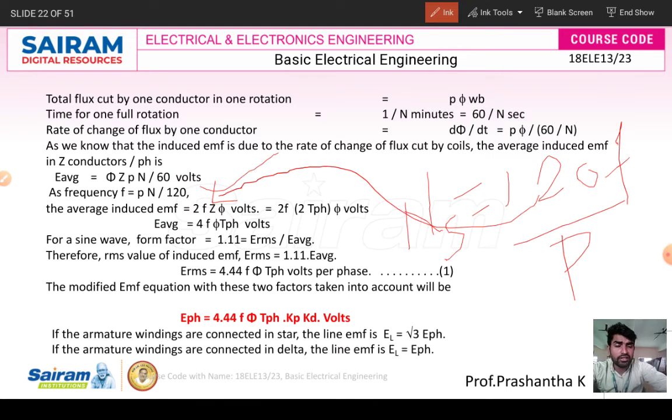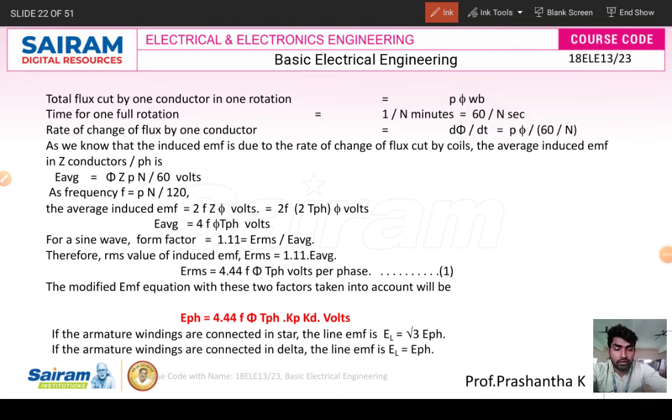If the armature windings are connected in star, what about the EL? EL is equal to √3 E phase, and if the armature windings are connected in delta, EL is equal to E phase, right? I'll take this down into a diagram, I'll just draw the diagram for your understanding purpose.